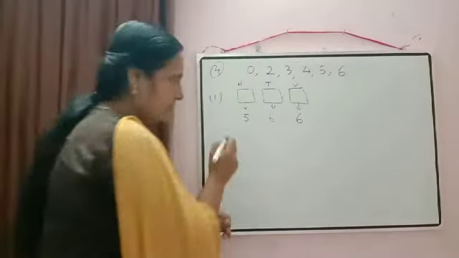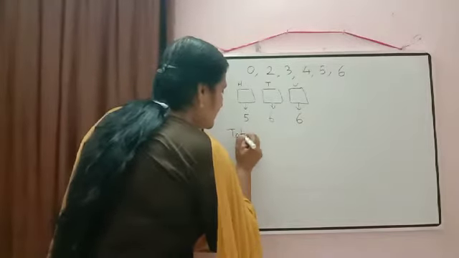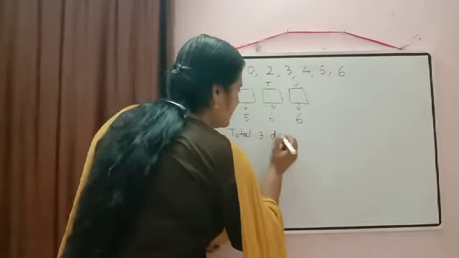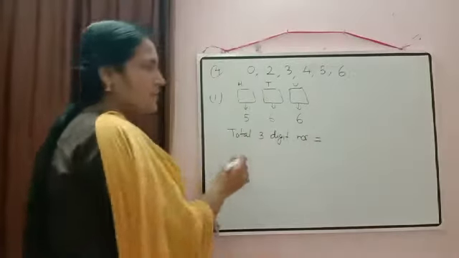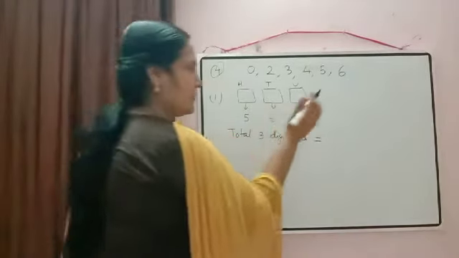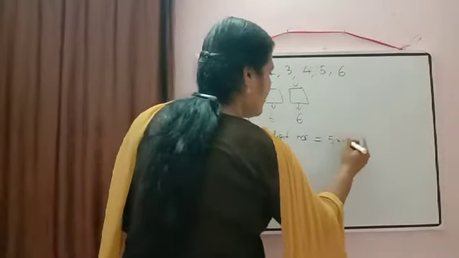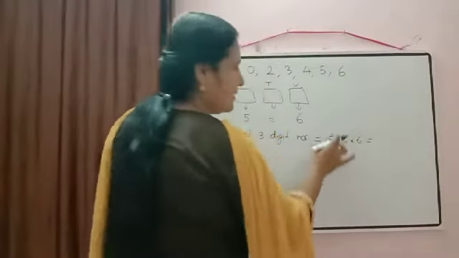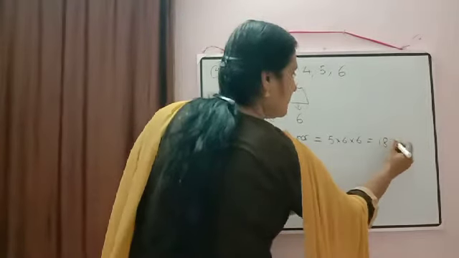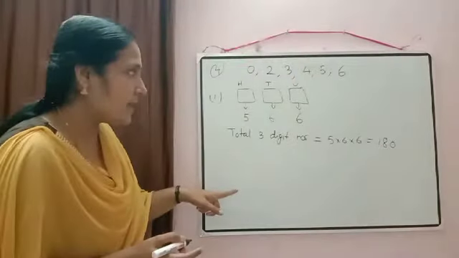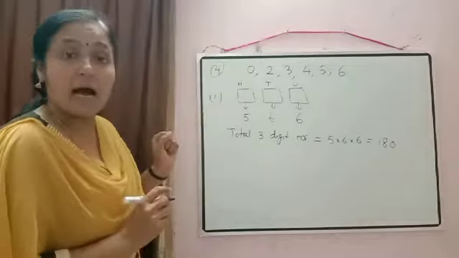So just write down there, total 3-digit numbers is equal to 5 into 6 into 6. 5 sixes are 30, 30 into 6 will be equal to 180. This is the case when repetition is allowed.